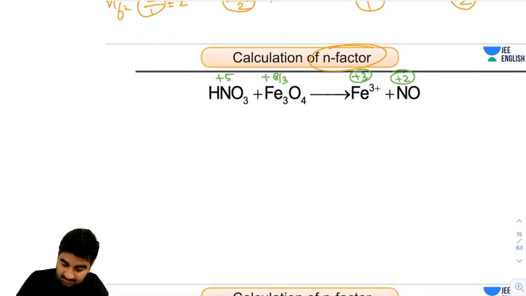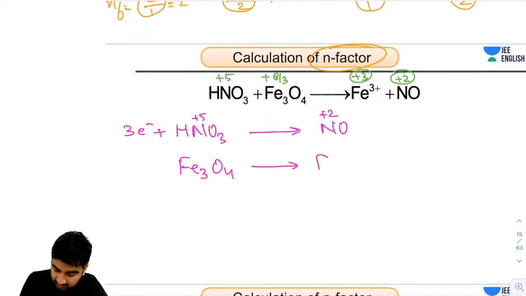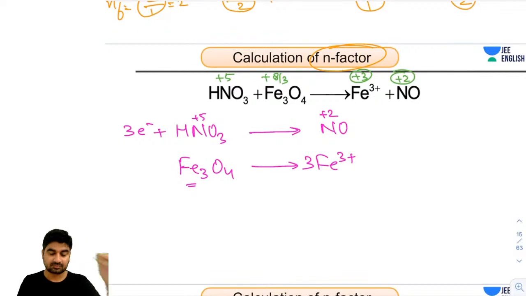So you will write HNO3 giving you NO, +5 to +2. Simply 3 electrons you have to add. But what is going on here? Fe3O4 is getting converted into Fe3+. So there are 3 Fe, right?